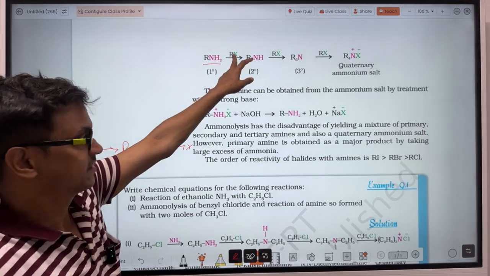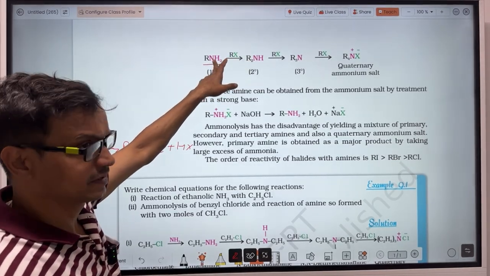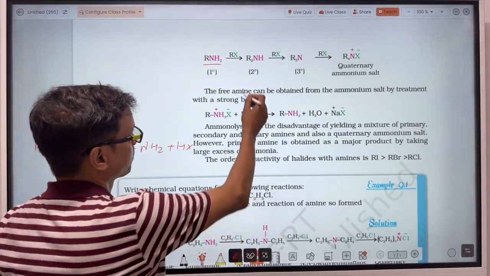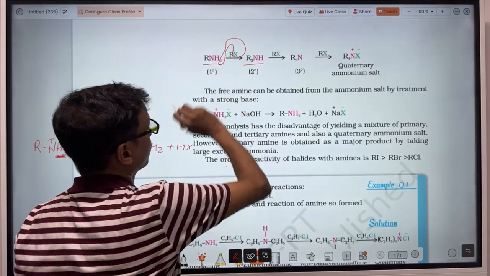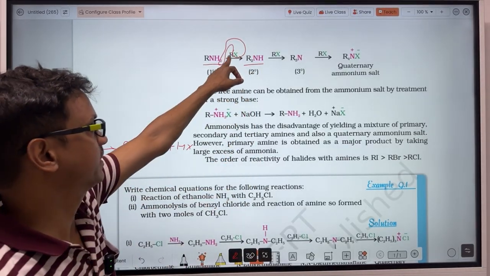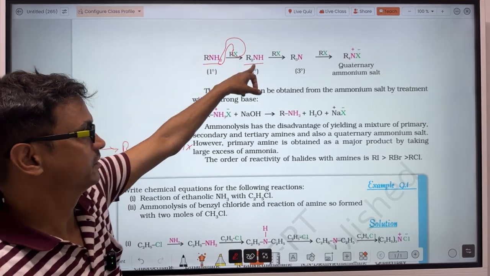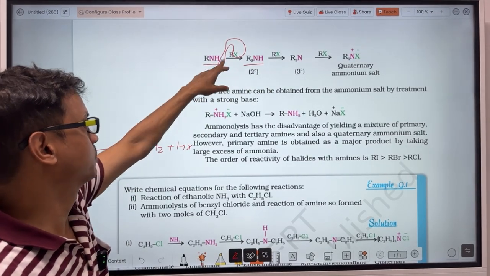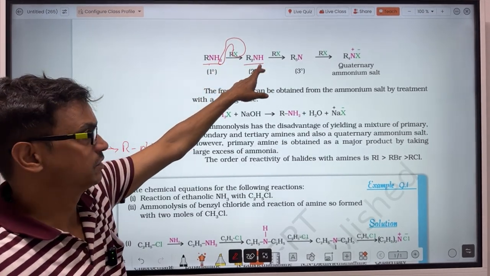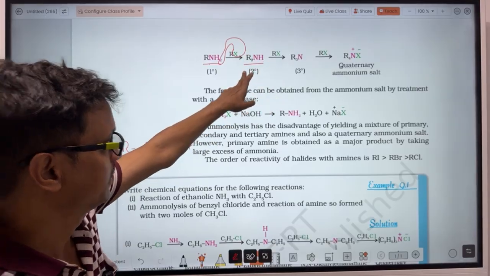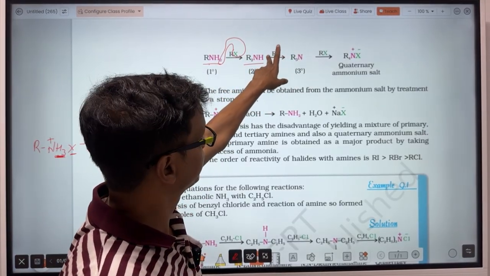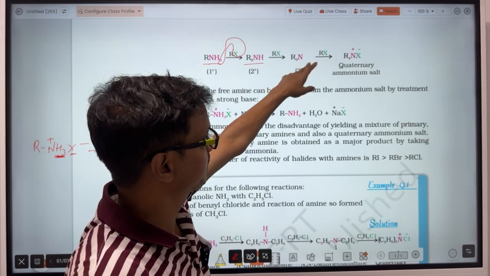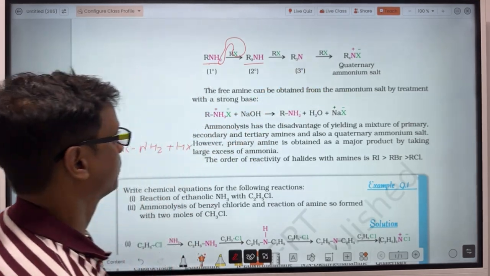Again, RX, this means haloalkane, will react with this primary amine. So there will be formation of secondary amine, because halogen will combine with one of the hydrogens, form HX, and this alkyl group will bond to this nitrogen. So two alkyl groups will be bonded to this nitrogen. In the same way, with this secondary amine, another haloalkane will react. There will be formation of tertiary amine, and then after that quaternary ammonium salt.